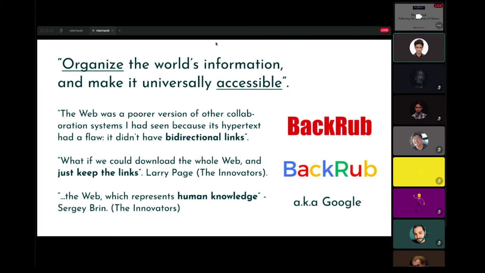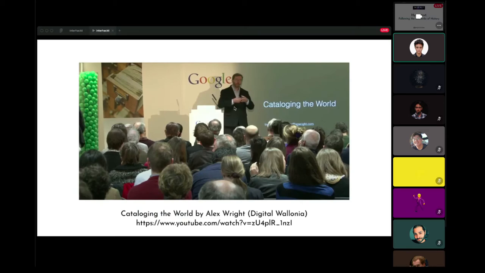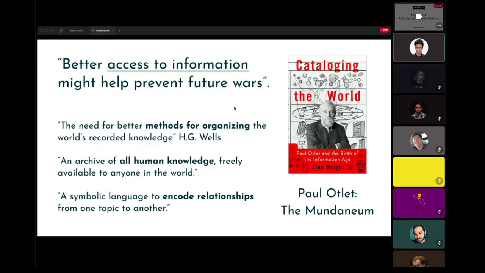And around this notion of organizing information, there's another example that happened about 100 years ago or a little bit more. And Google actually organized a talk to honor this legacy of a person called Paul Otlet. So his philosophy was around this premise. Giving better access to information might help prevent future wars. So he was working around how to find better methods for organizing the world's recorded knowledge. And he wanted to build an archive of all human knowledge that would be freely available. So you can definitely find the parallels between his vision and what ultimately Backrub and then Google set out to accomplish. And part of the work that they did in what they called the Mundaneum was to create a symbolic language to encode relationships from one topic to another.